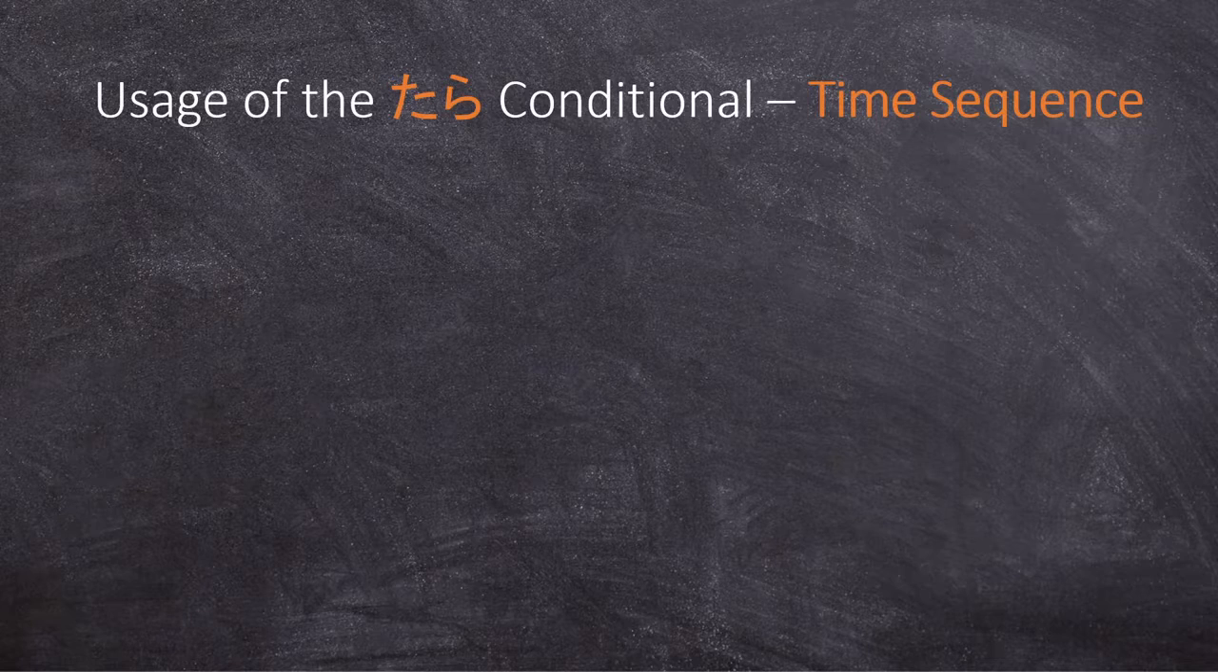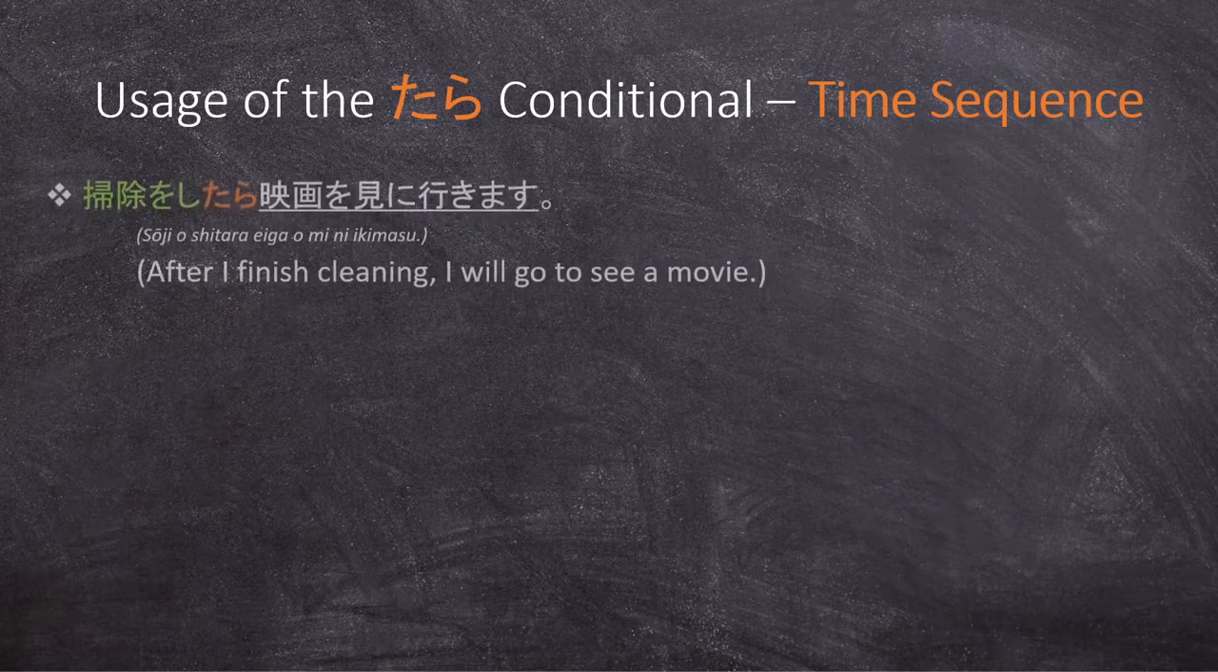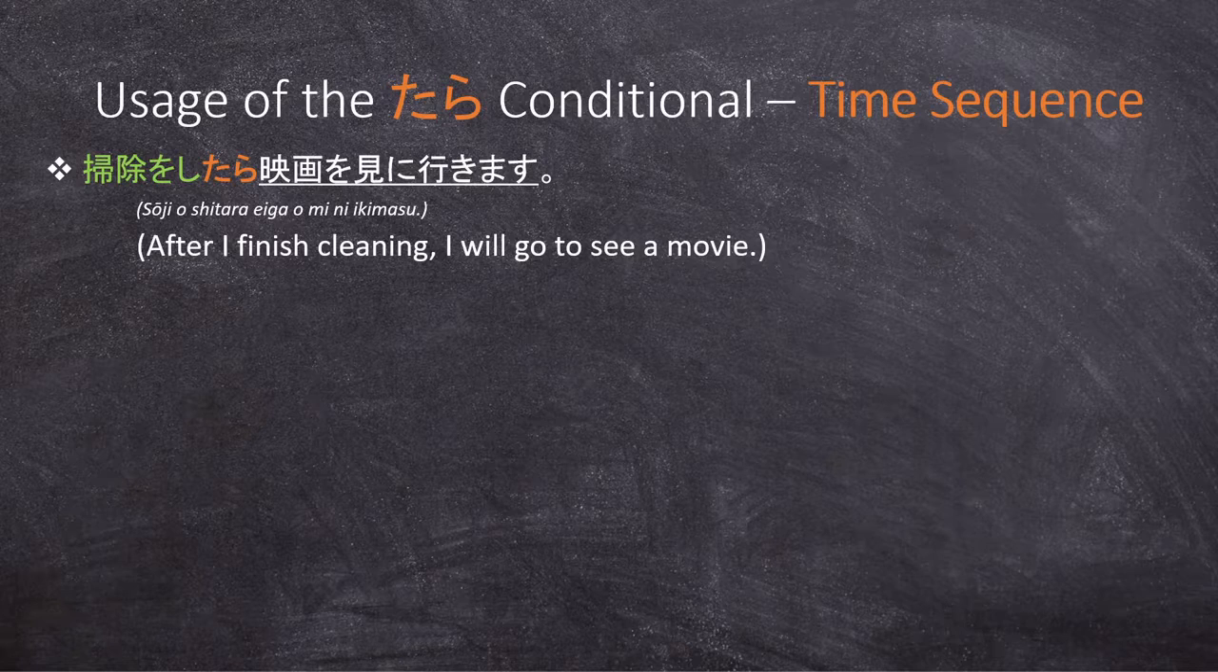Now let's see our first set of examples for the Tara conditional, but this time we will be using Tara to express a certain time sequence. Our first example is the simplest one, but it conveys the essence of this usage of Tara. Soji o shitara eiga o見に行きます. After I finish cleaning, I will go to see a movie.